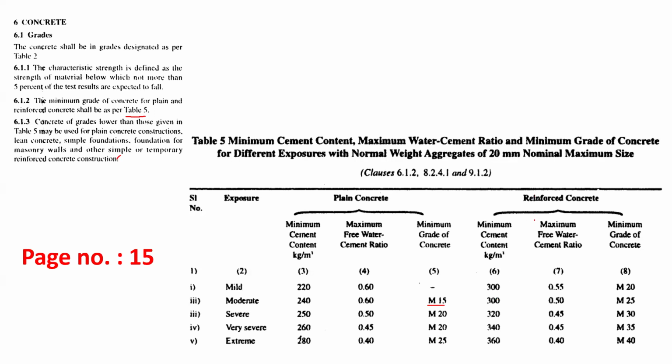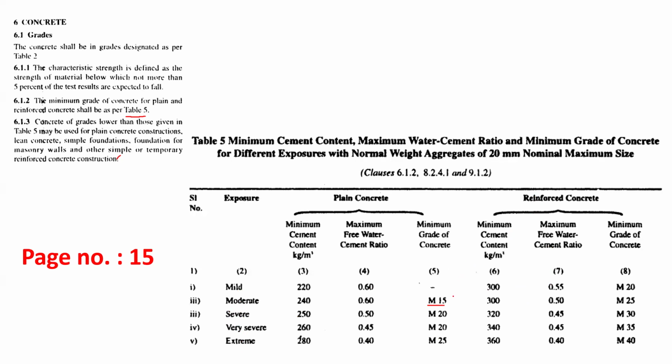If you go to reinforced concrete, then we have the minimum cement content, maximum free water cement ratio, and these conditions are applicable to reinforced concrete. For mild, we have M20. For moderate, M25. Then we have M30 for severe, M35 for very severe, and for extreme we have M40.